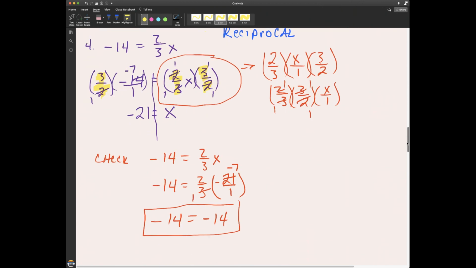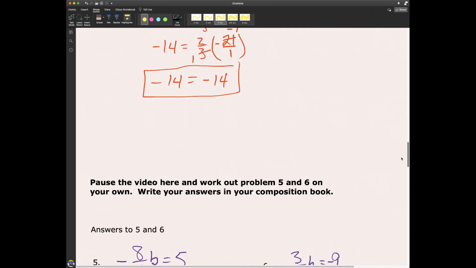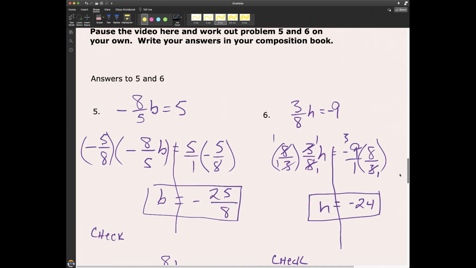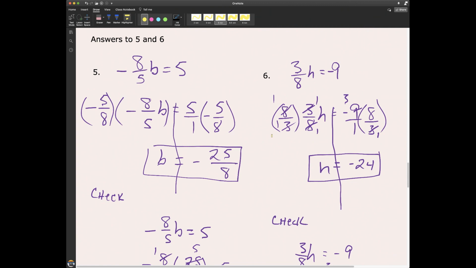Okay, so let's look at the answers to problems 5 and 6. All right, for problem 5, what did I do? I multiplied both sides of the equation by the reciprocal. Here, there was no cross-canceling, so I just multiply the numerators together and the denominators, and this is a positive number multiplied by a negative number, so my answer is negative.